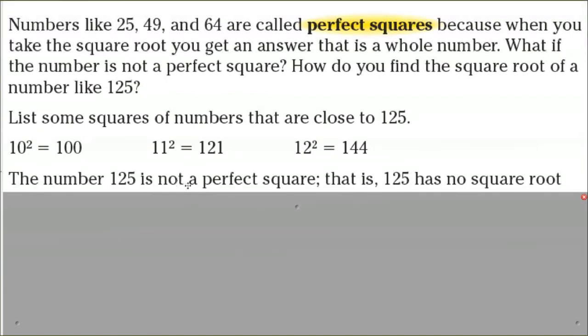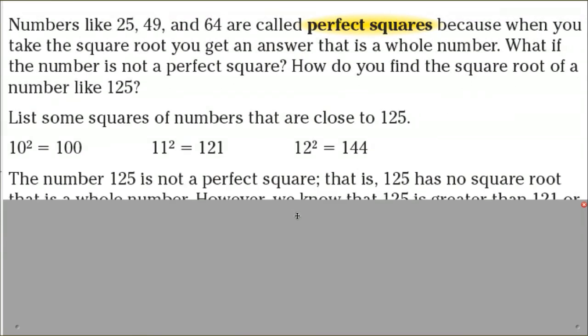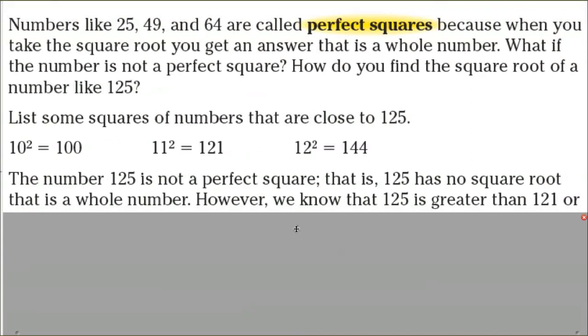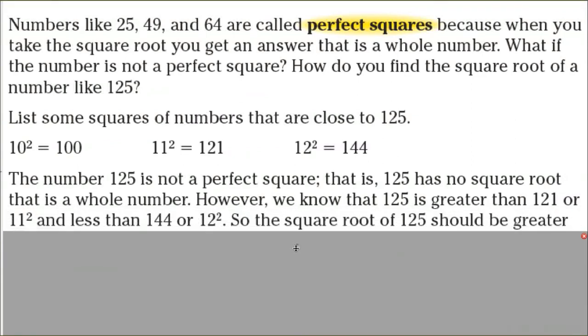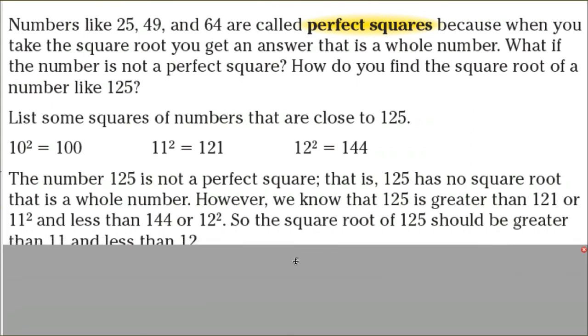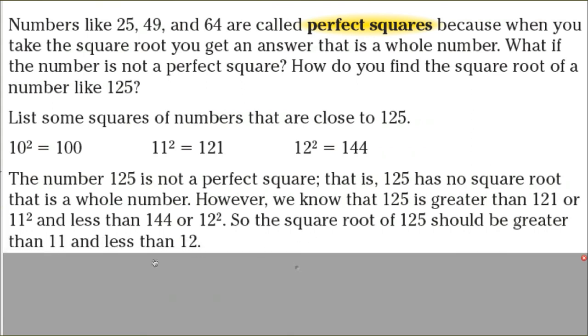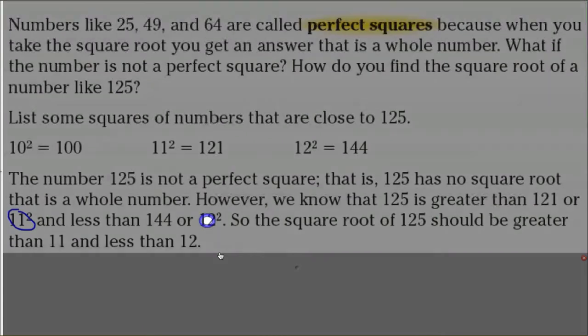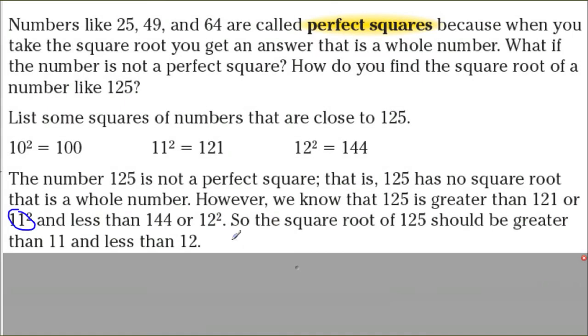So the number 125 is not a square number. We know that, so it has no square root that is a whole number. However, we know that it is greater than 121 and less than 144. Thus the square root of 125 should be greater than 11 and less than 12. Why? Because the square root of 121 is 11 and the square root of 144 is 12. So it should be in between 11 and 12.